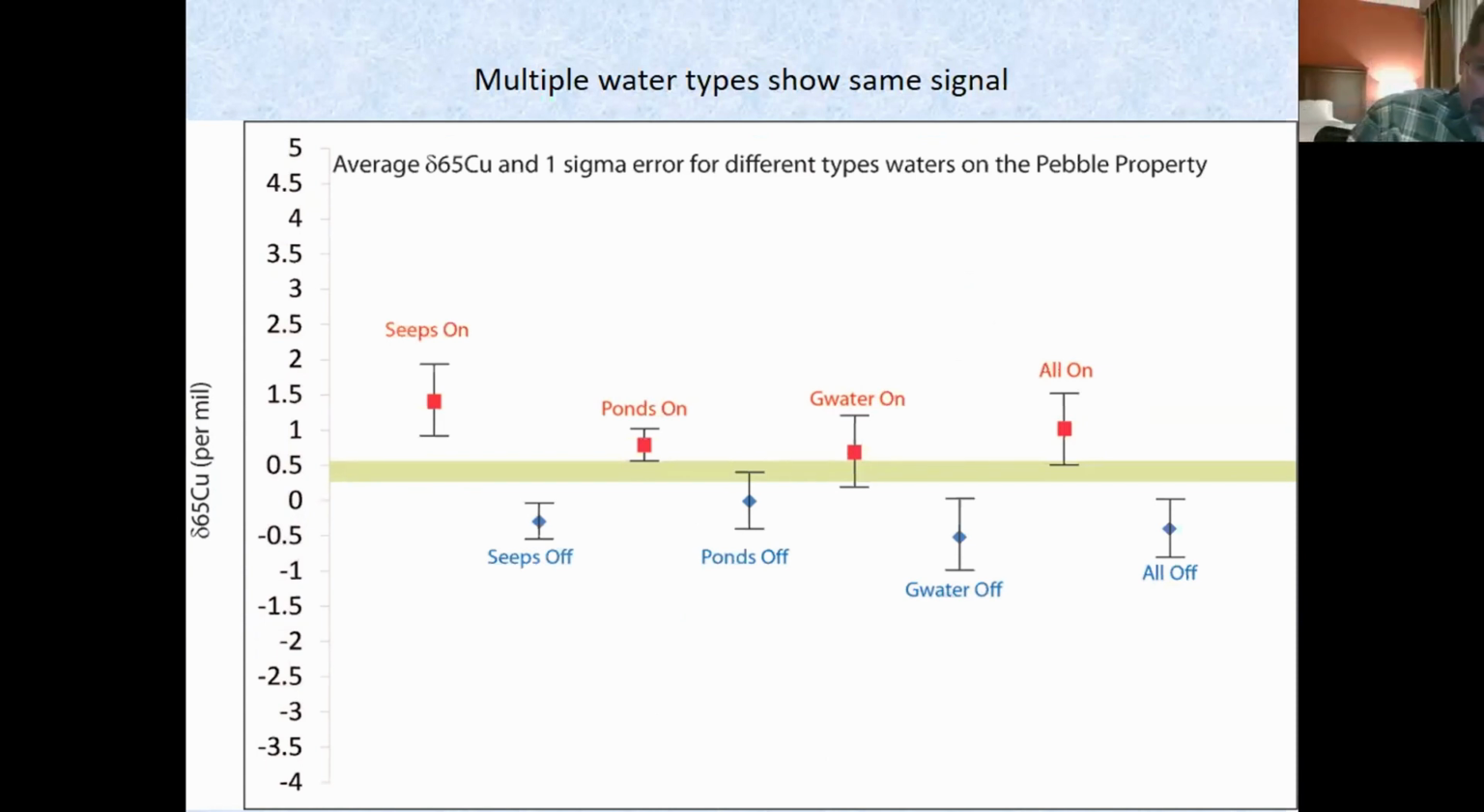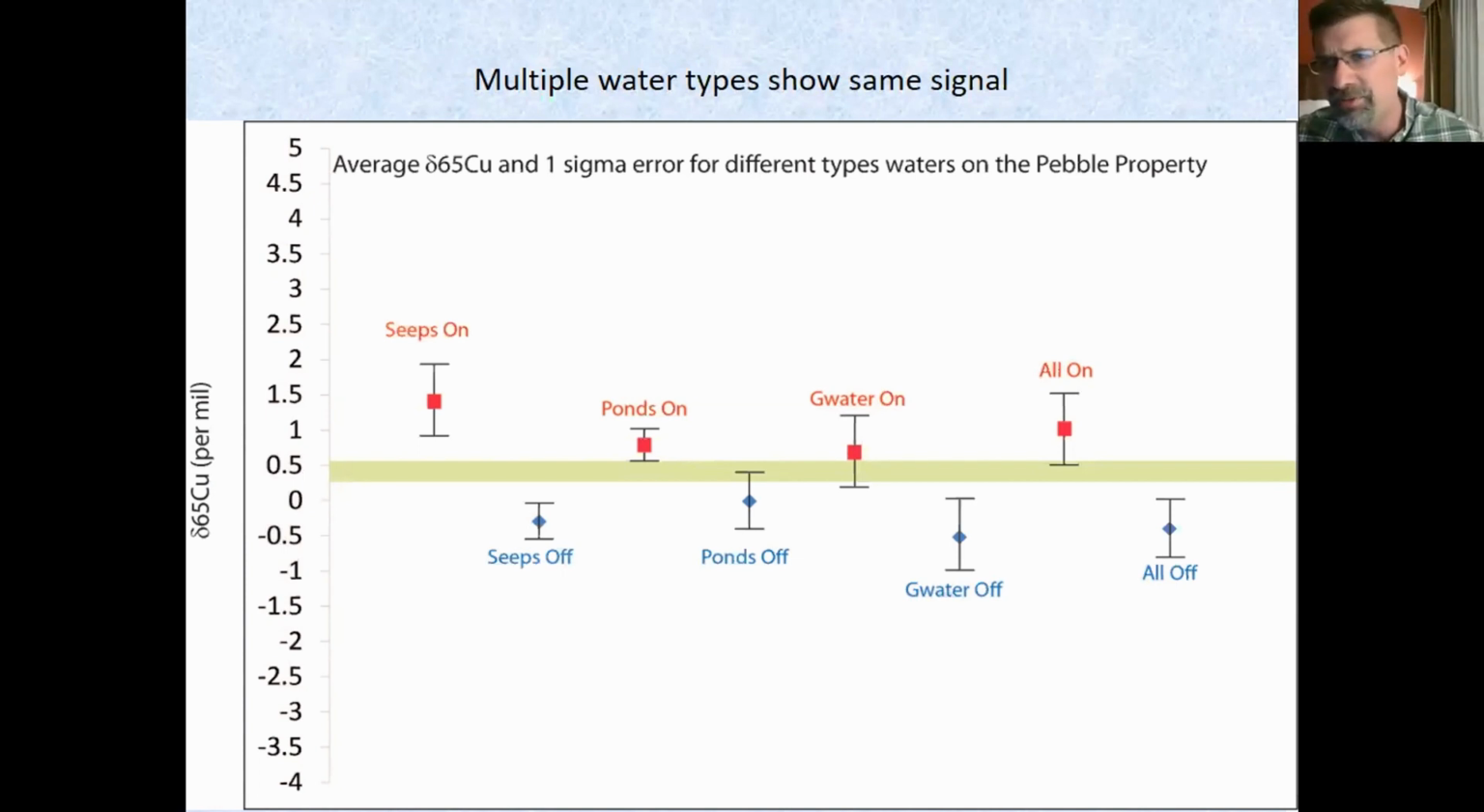And here, as I said before, on this diagram is a relatively simple diagram where on the Y I have the copper isotope value, and then I'm just comparing on the X the different types of water. The first that you can see here on the left is the seeps on and seeps off, and this is the natural 1 sigma variation. And then you can see the ponds on and off also show differences.